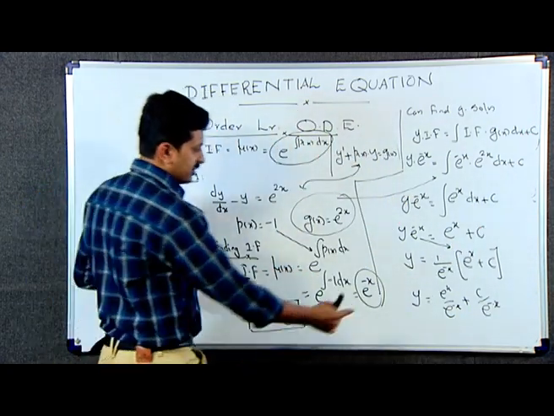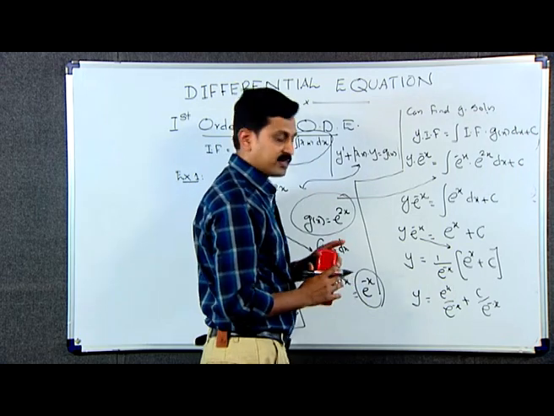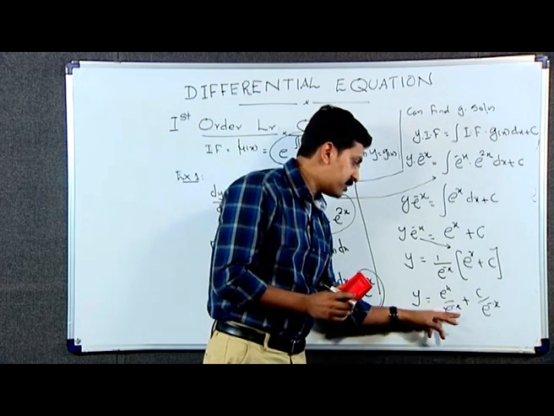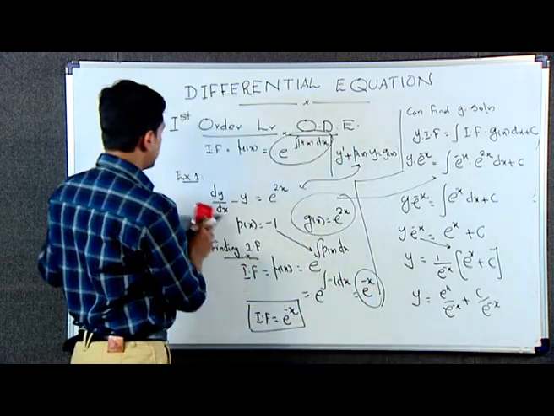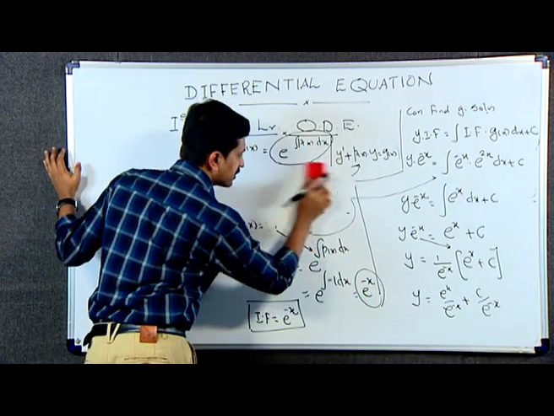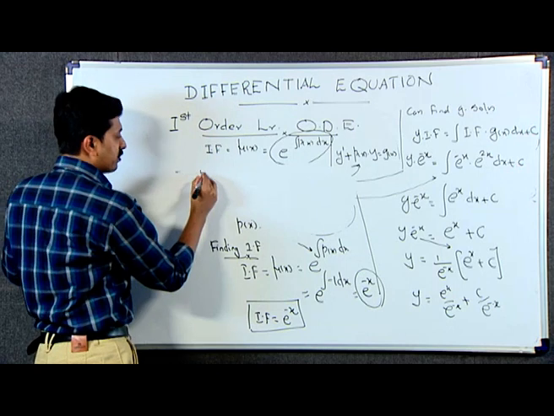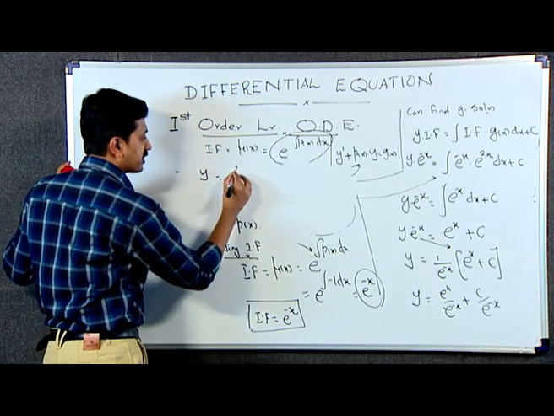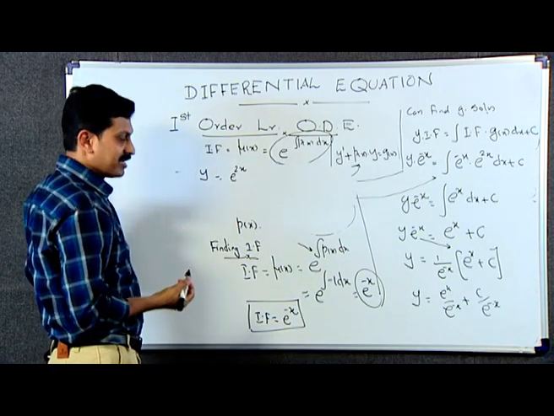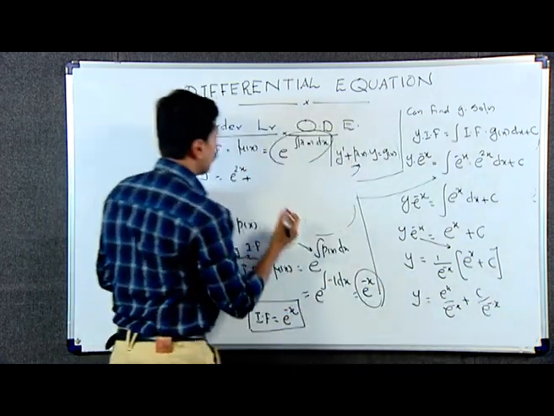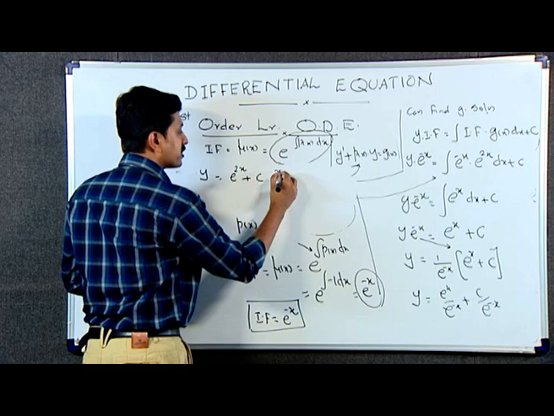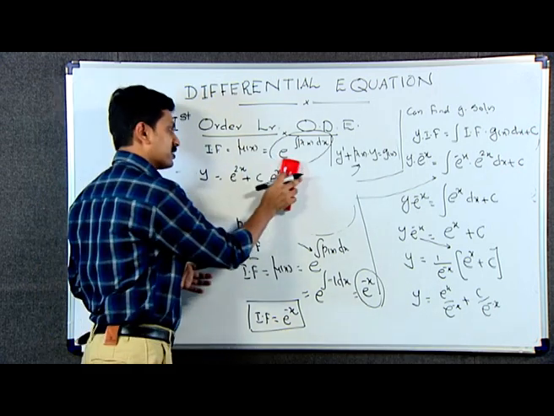We can take this e raised to minus x to be the numerator. Therefore, e raised to minus x will be e raised to plus x. So, e raised to x plus x, again we will get e raised to x plus x, as y is equal to e raised to x plus x, e raised to 2x, and plus c e raised to minus x. We have taken e raised to minus x to be the numerator. Therefore, e raised to minus x is equal to e raised to plus x.